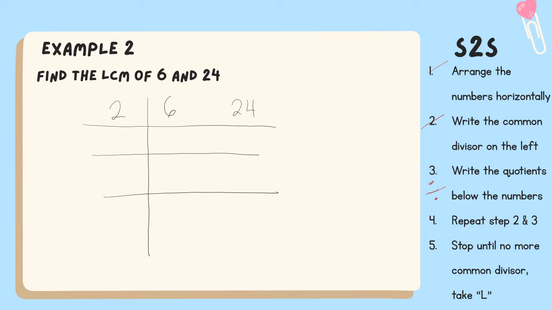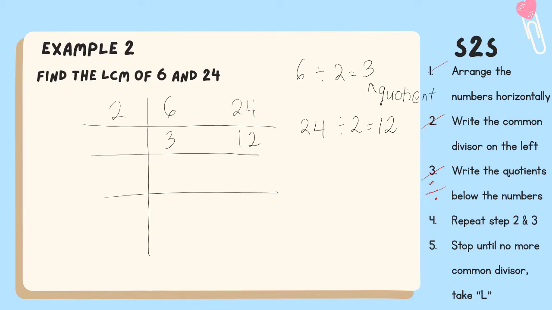So 6 divided by 2 gives us 3, then writing the 3 below the number. So this is the quotient. This is what we call the quotient. Next, 24 divided by 2 gives us 12. So you have 12 there. So that is step 3. Step 4, repeat step 2 and 3.